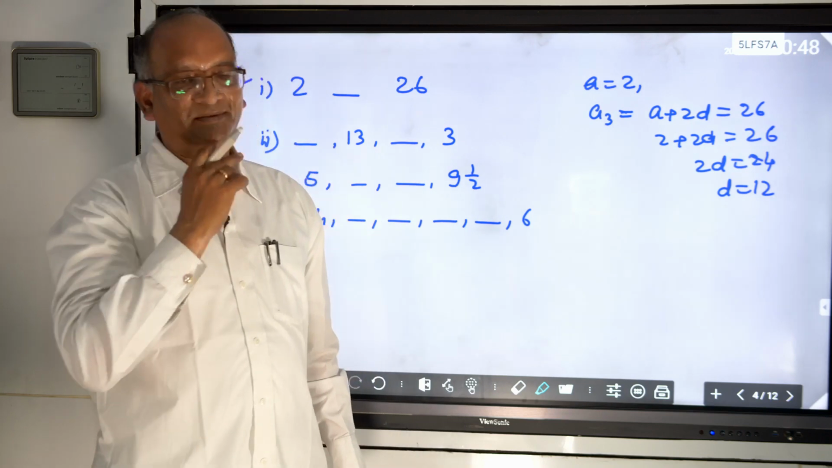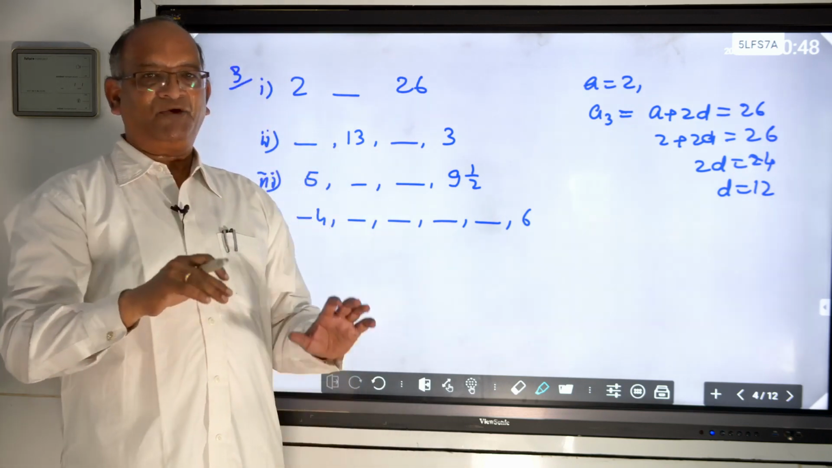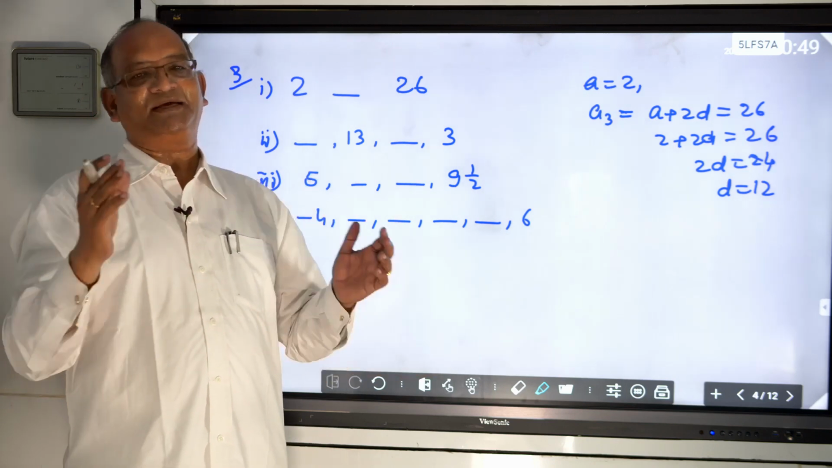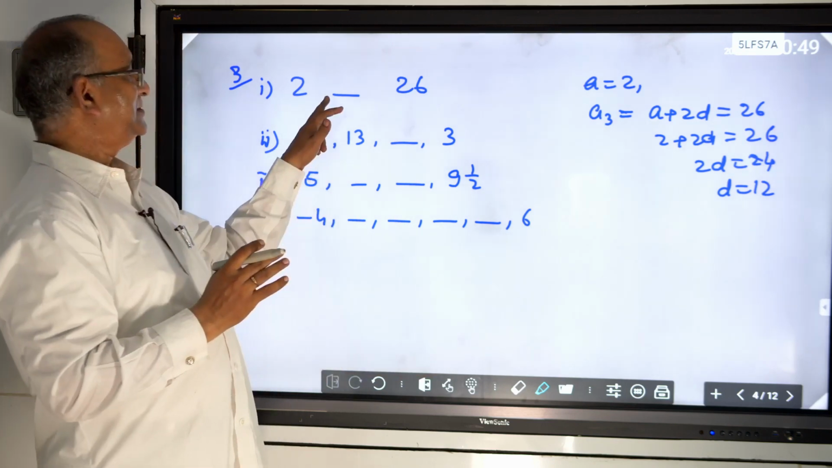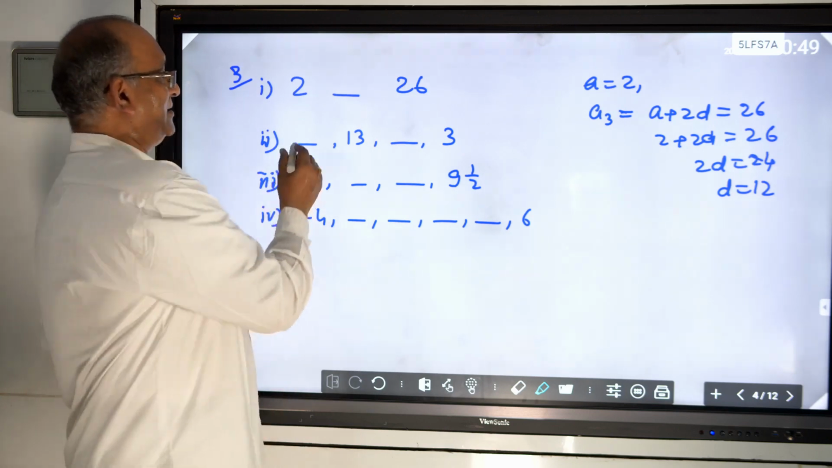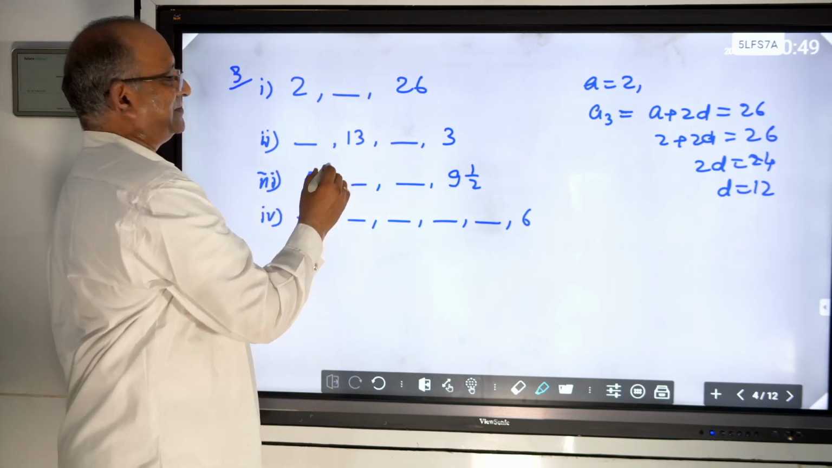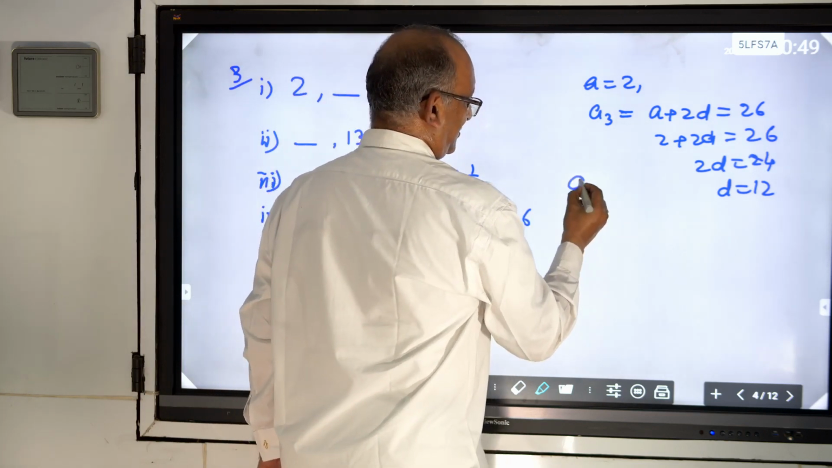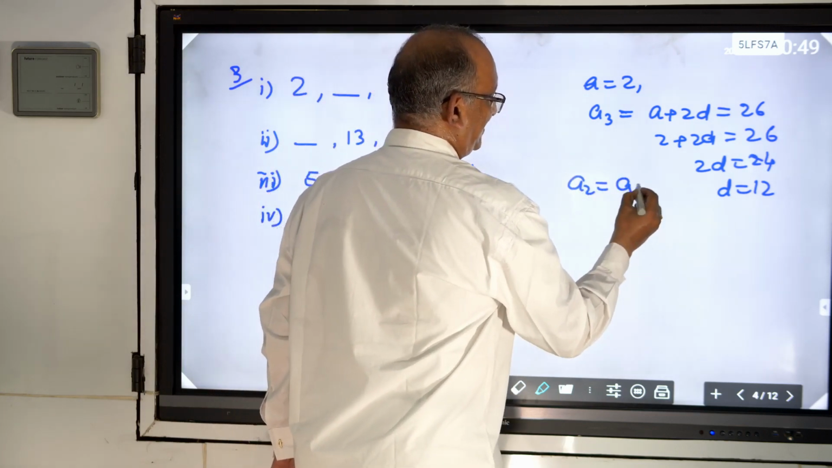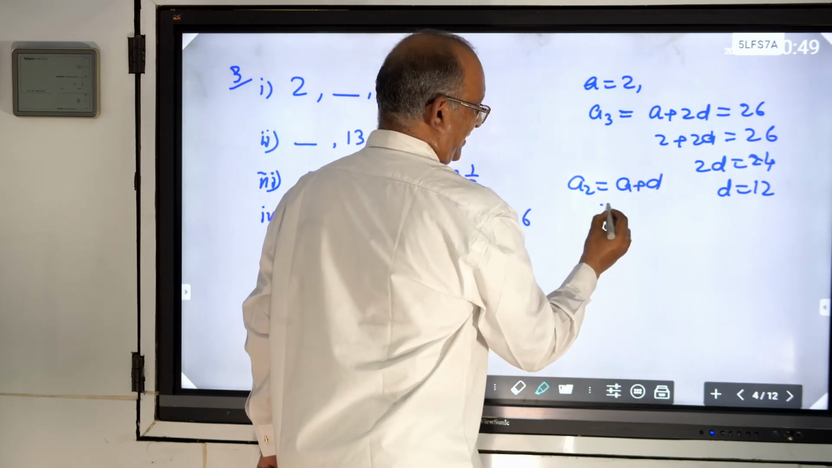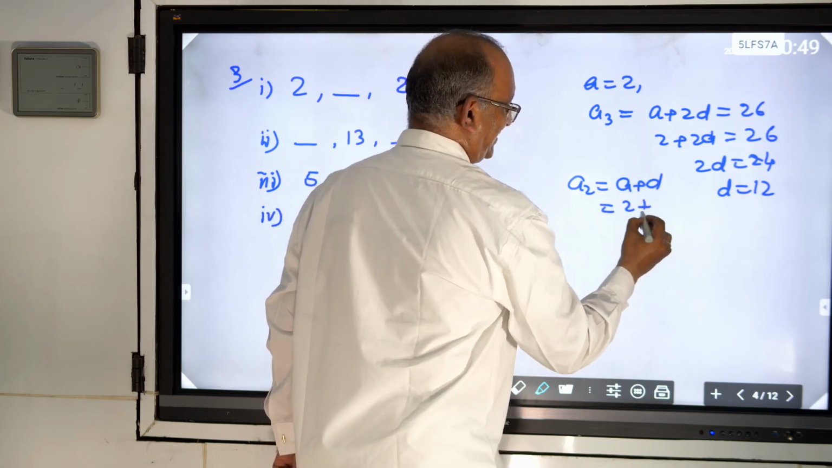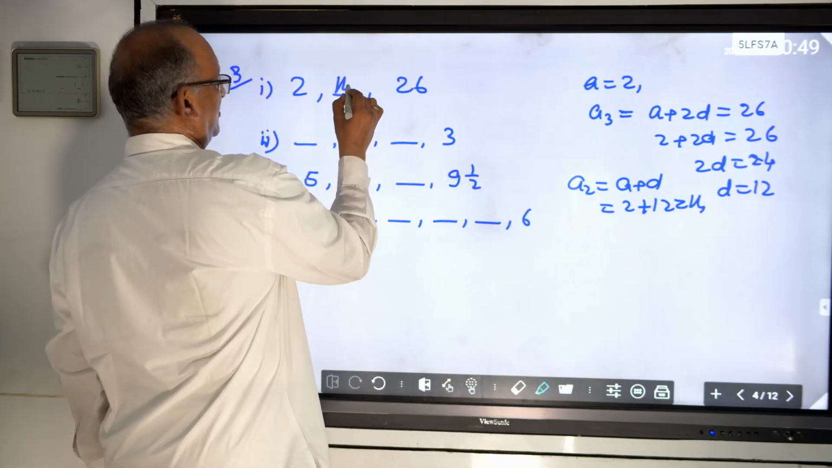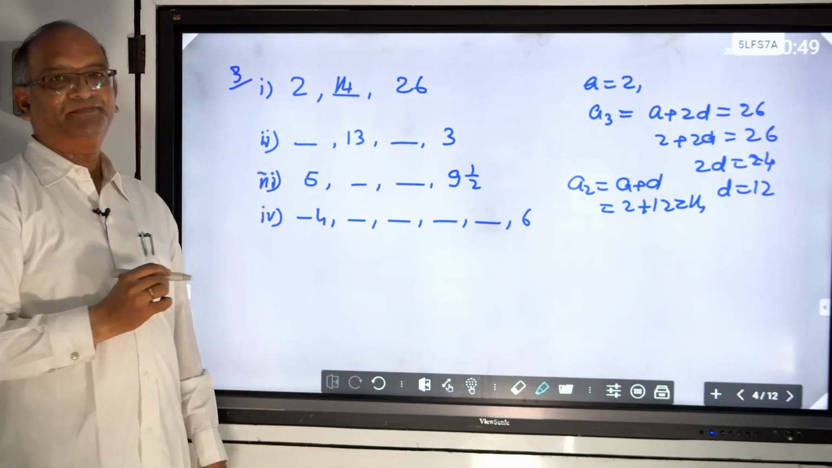What is the advantage? The advantage is, if you know a and if you know d, you can find any term of the sequence. How? For example, the second place is blank, which means a2 is missing. What is the formula for a2? a2 is equal to a plus d. How much is a? It is 2. How much is d? It is 12. So the answer is 14. So this blank will have 14.